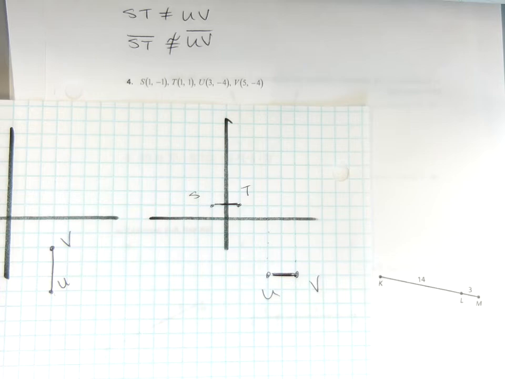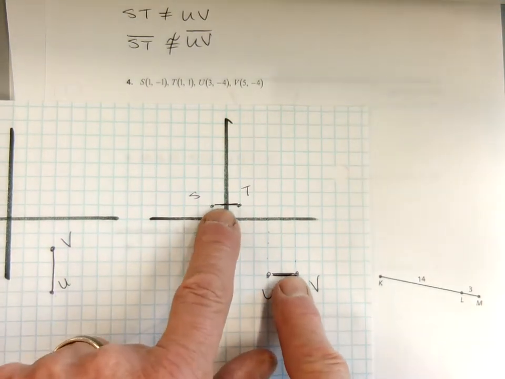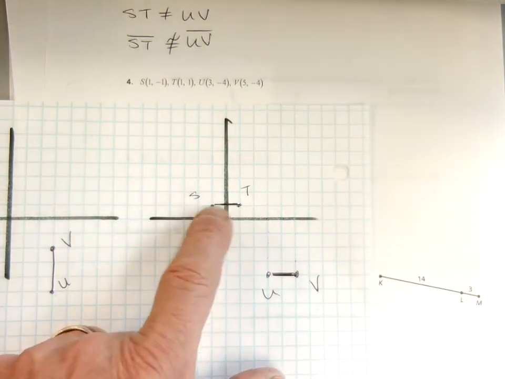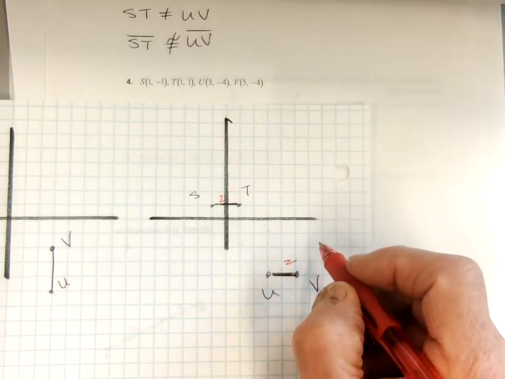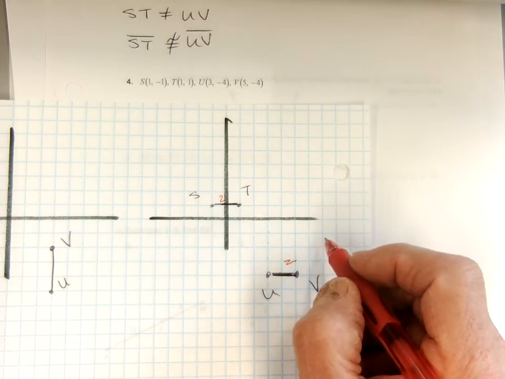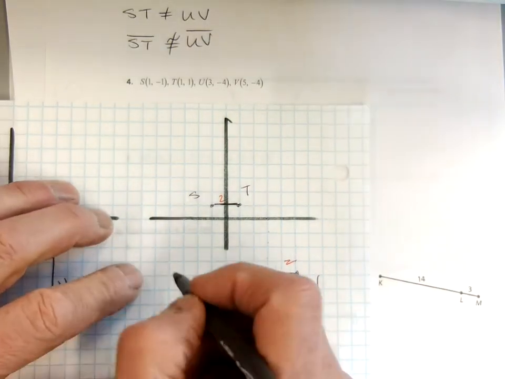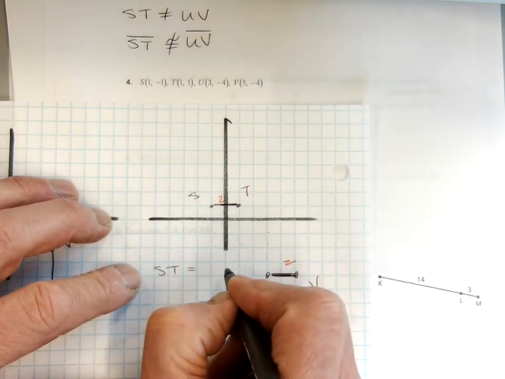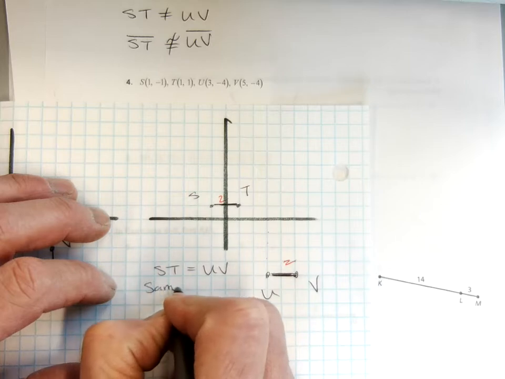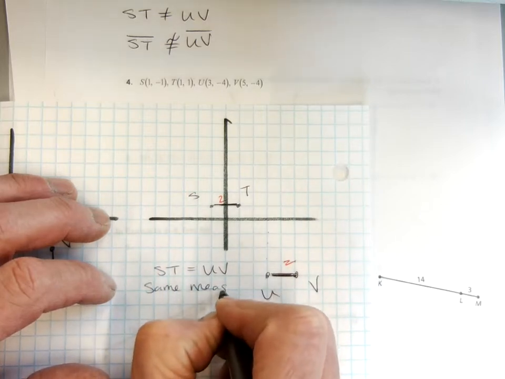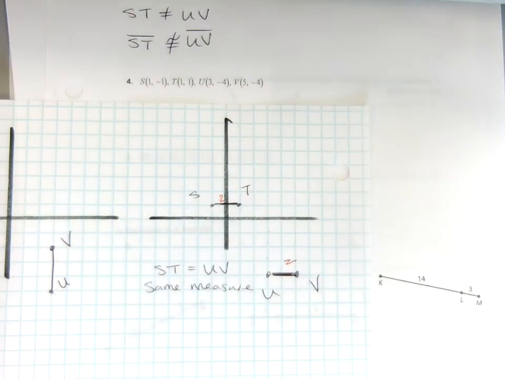Really good question. So, do they have the same length? In fact, what's the length? How long is this line? 2, right? What's the length of this one? Because they have the same length, we're going to say they're equal. So I'm going to say ST is equal to UV because they have the same measure. So when we're talking about their measure, we use equals.